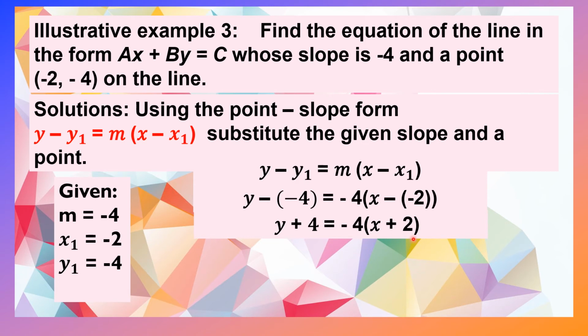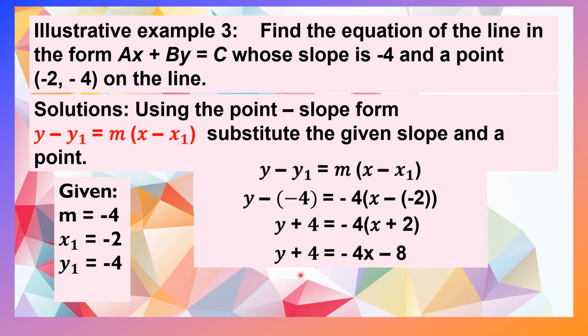So, simplifying this, kailangan nating i-multiply yung negative 4 sa x plus 2. So, negative 4 times x is negative 4x. Negative 4 times positive 2 is negative 8. Then, just copy y plus 4 at yung equal sign. So, since yung problem naman dito ay, sabi niya, isulat natin yung equation of the line gamit ang ax plus by equals c.